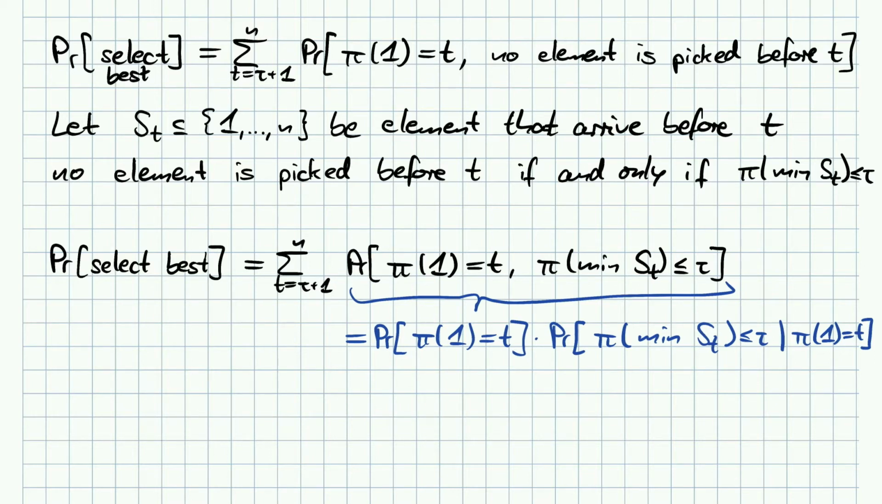So, what are these probabilities? Well, this first probability is somehow easy to state, because this is just asking what is the probability that some candidate, in this case candidate 1, arrives at a certain time. And when we're taking a uniform order, each candidate is equally likely to arrive in each step. So we have n steps in total, so this probability will be 1 over n.